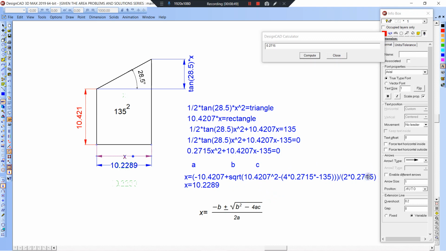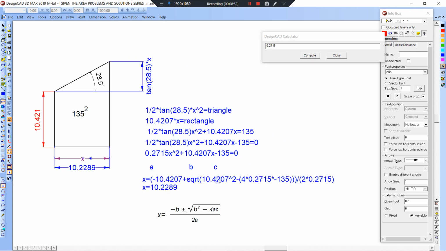and then this is the big part right here, b squared, 10.421 squared minus 4 times a right there times c, negative 135, and then those 2 parentheses plus the parentheses on the outside for the whole top line, right, to keep the whole top line together, divided by 2 times a, and a is again 0.271. And then that's the formula.